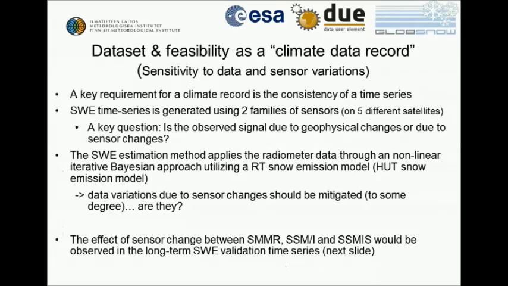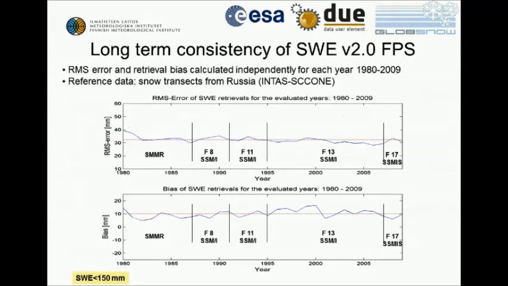And a key question is whether the signal we see from the time series is coming from changes in the sensor characteristics, or is it a real change in the snow cover we're seeing. And basically, well, briefly, I'll go to the next slide. We compared the retrieval accuracy for the different years independently, and we actually see that the assimilation approach is helping us to get a pretty consistent retrieval accuracy throughout the whole period. So we're doing quite a good job in that aspect.